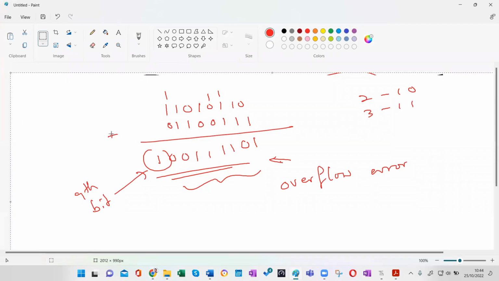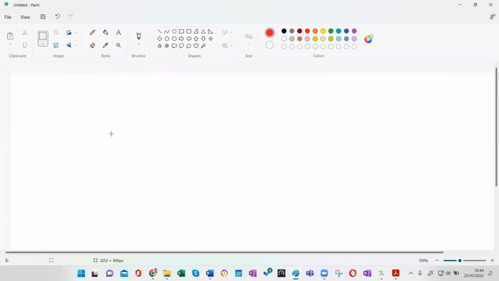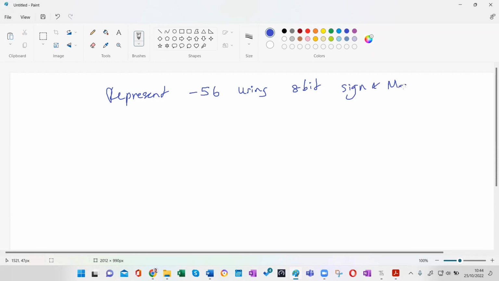Can you represent minus 56 using the 8-bit sign and magnitude method? Okay, I'll give you 5 minutes.